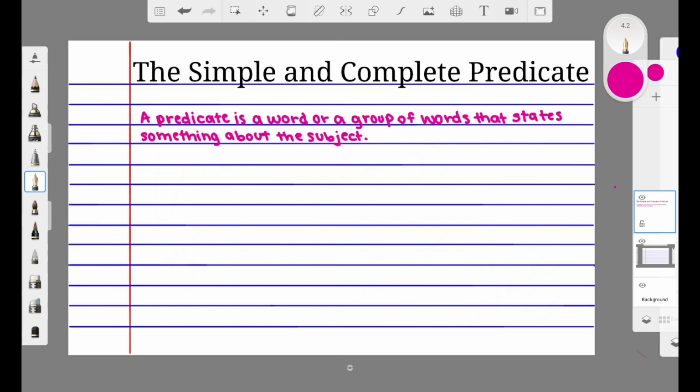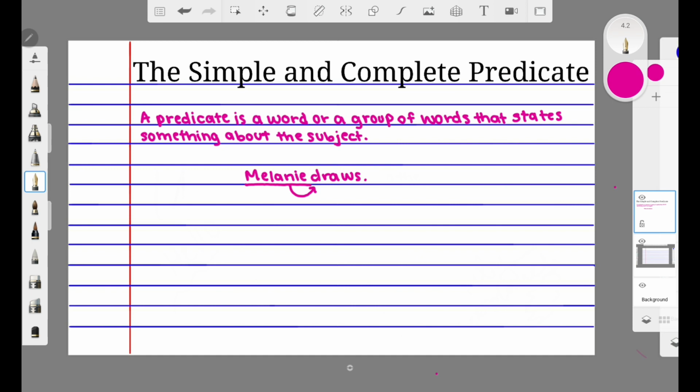So to understand the simple and complete predicate, we first have to know what a predicate is. A predicate is a word or a group of words that states something about the subject. For example, if we have the sentence, Melanie draws. And we know that since Melanie is telling who draws, Melanie is our subject in this sentence.